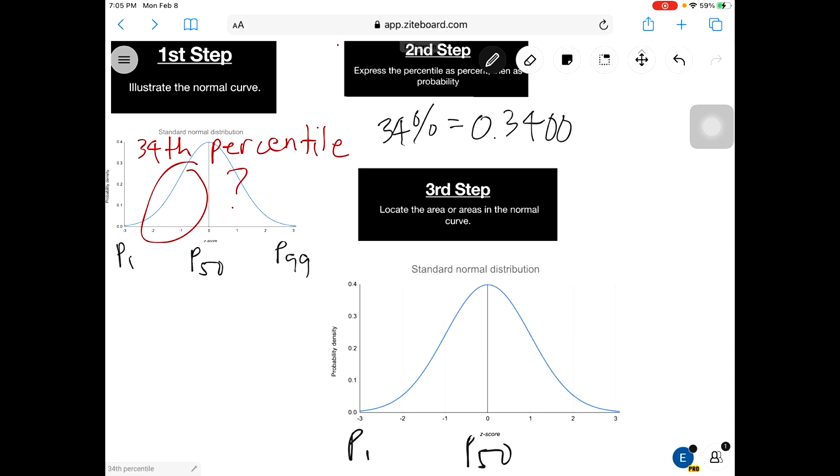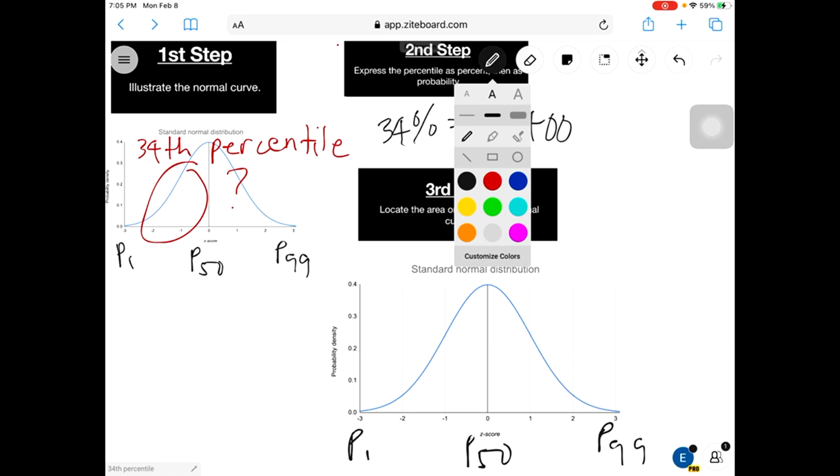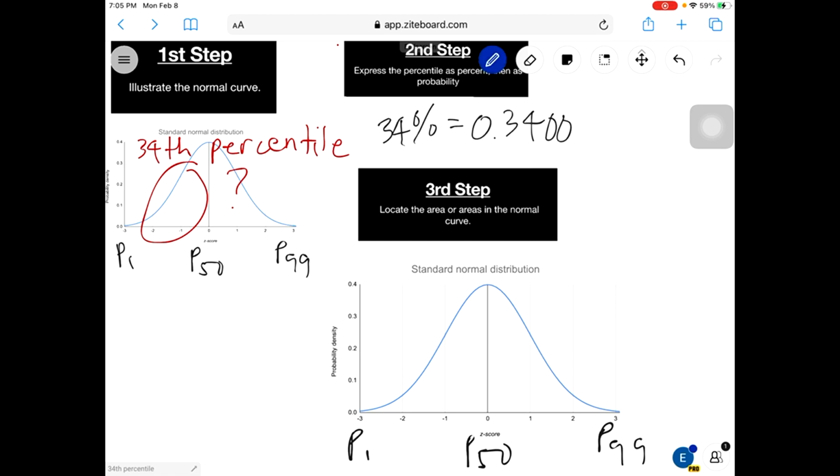So let me just write this. We'll start again from the leftmost part of the curve to a certain point below the mean. So from here, from the leftmost part to a certain point, say that particular point there. Let me just shade this so that we will not forget that this is the area that corresponds to 0.3400.